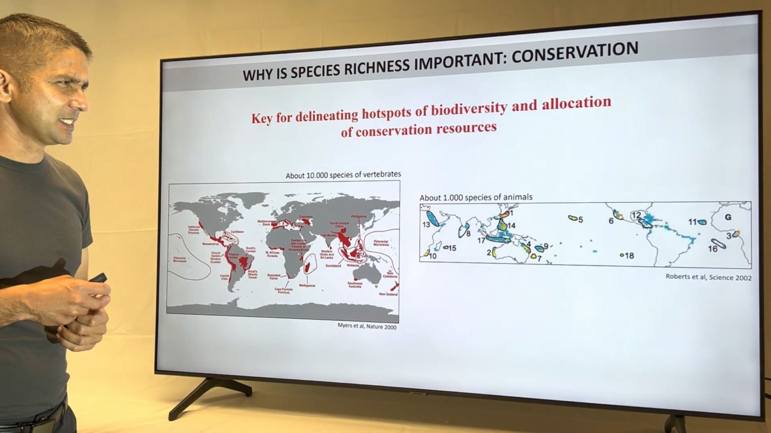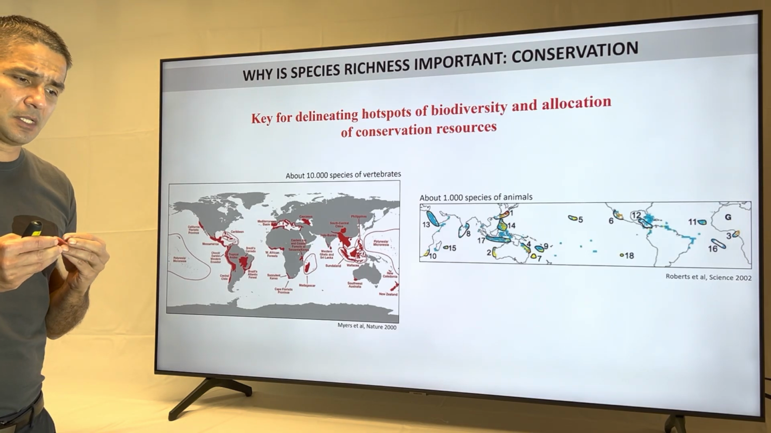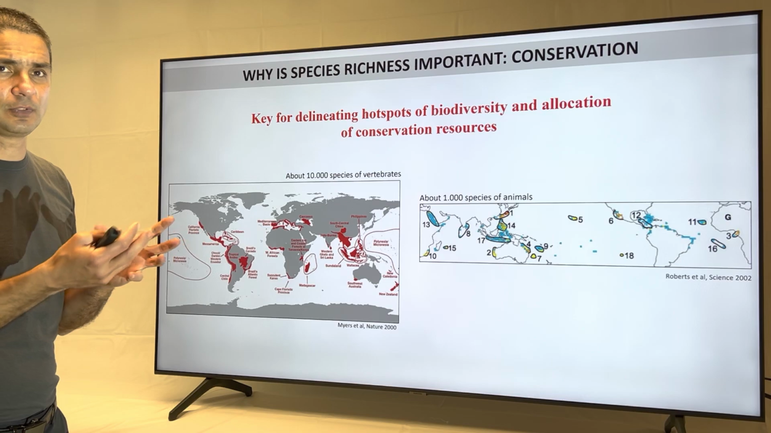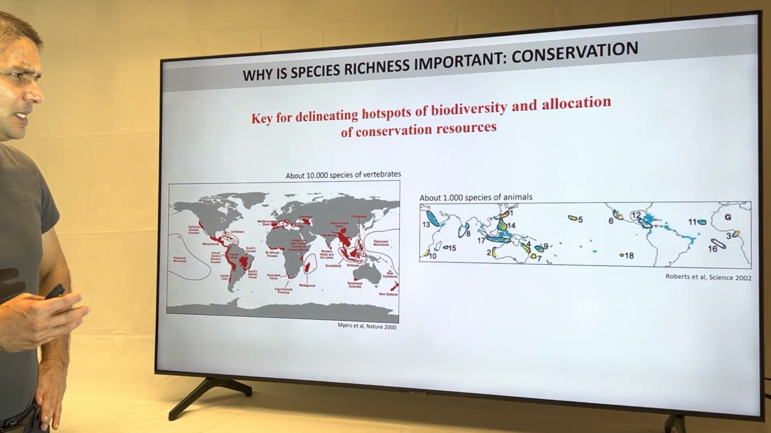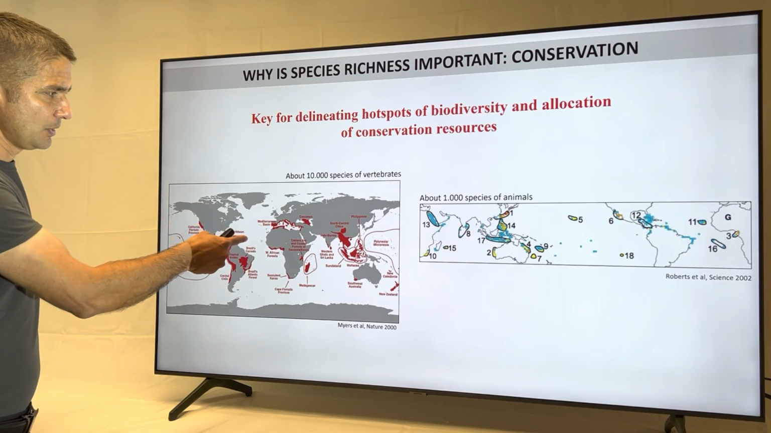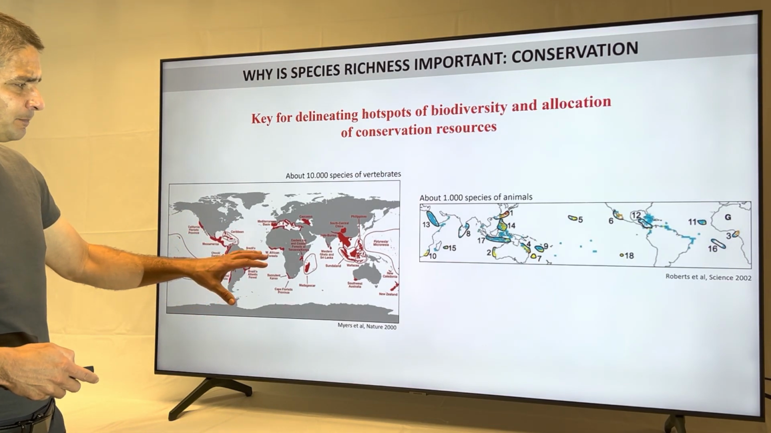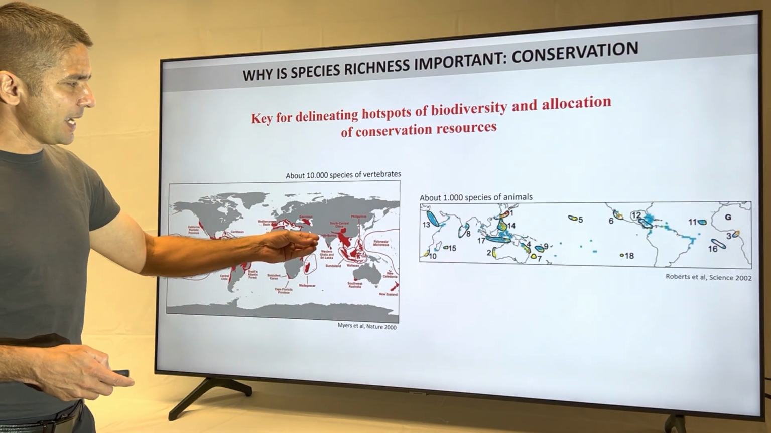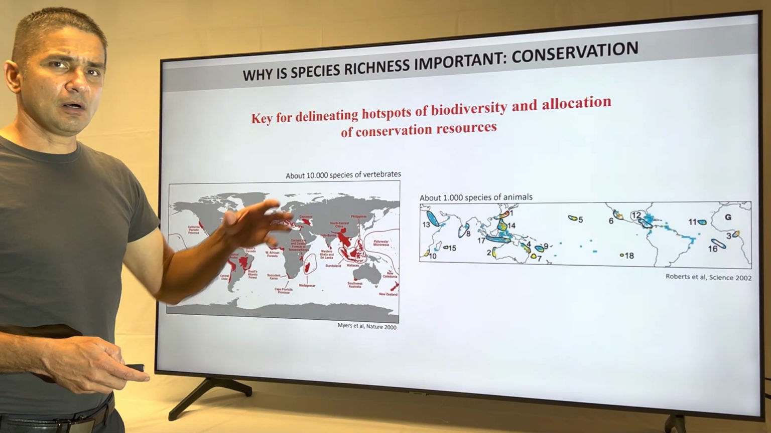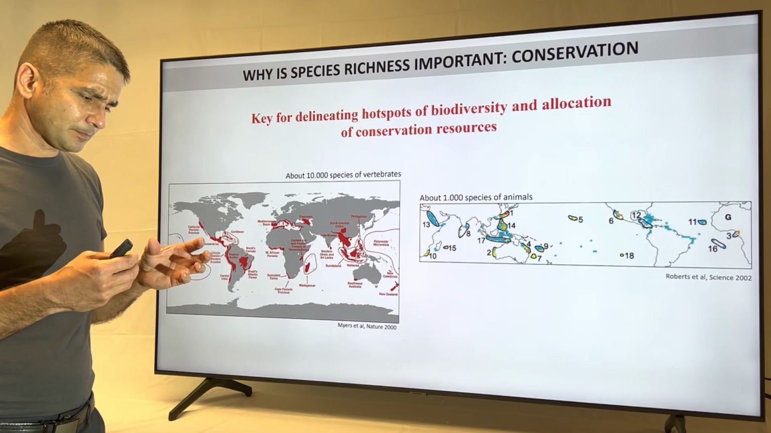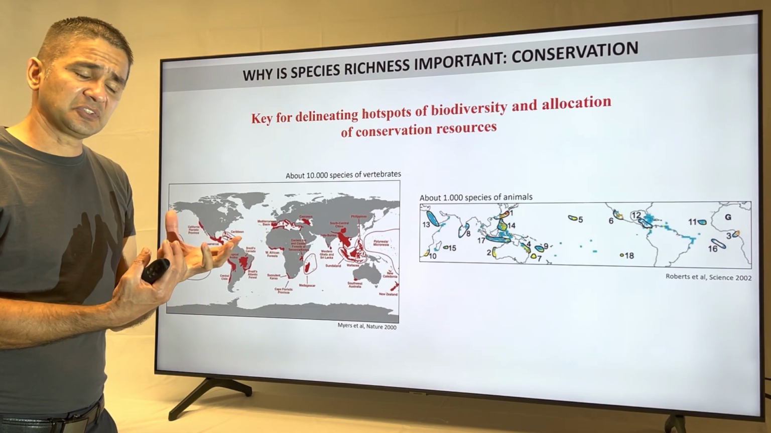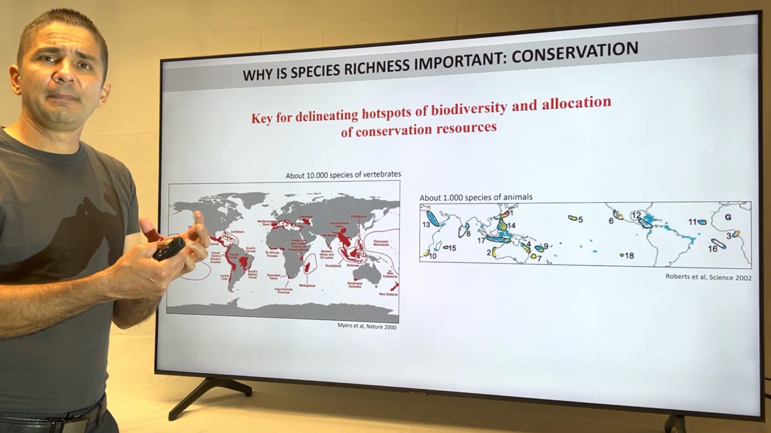I want to finish up this class though by talking about the significance of better identifying this pattern of species richness for the purpose of conservation. There are at least 2 or 3 important aspects of knowing these patterns of species richness. The first one is that it allows you to identify areas that need to be protected. Those are what are called hotspots. Hotspots are places in the world that have the highest diversity of species, right? And it turns out that those places are not very abundant.